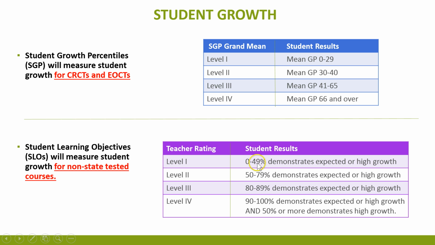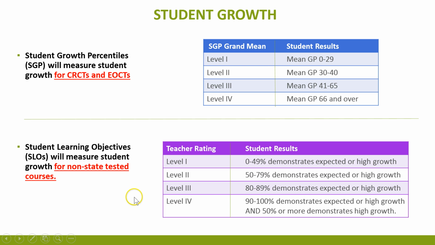So if 0 to 49% of your students hit that expected level of performance mark of either 35 or 40%, you will be level 1. If 50 to 79% demonstrate the expected level, you'll be level 2. If 80 to 89% hit that expected level, you'll be level 3. And if 90 to 100 hit that expected level, it's level 4.